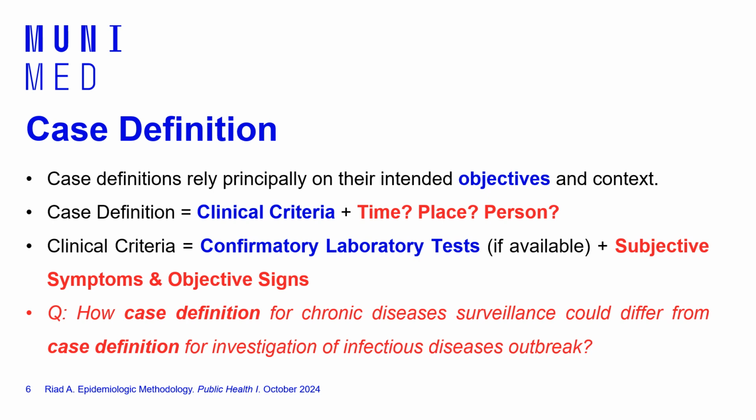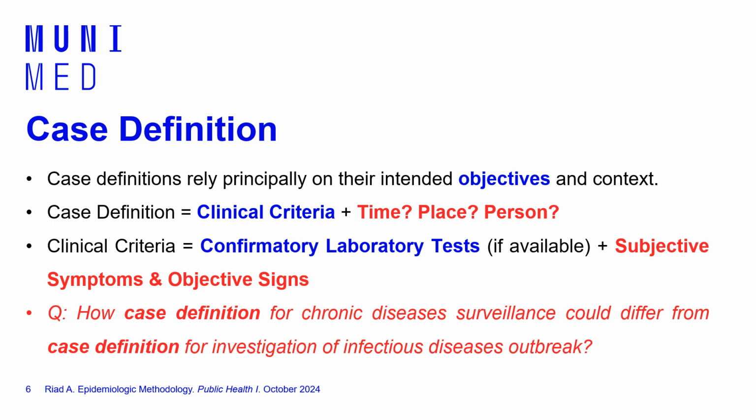Just in a nutshell, to answer this question, case definitions for chronic disease surveillance are not updated that rapidly in comparison to the case definition of infectious disease outbreaks. So the frequency of updating the case definition of chronic diseases is probably slower.